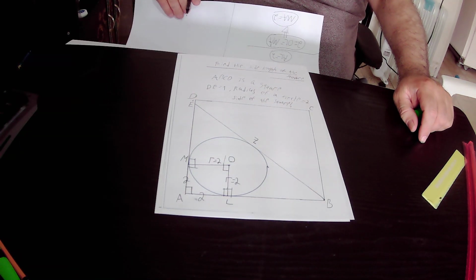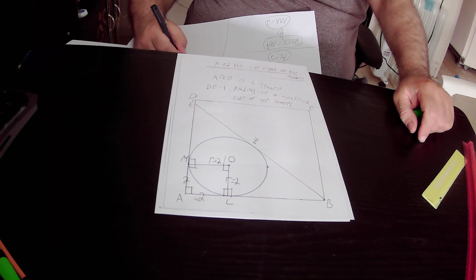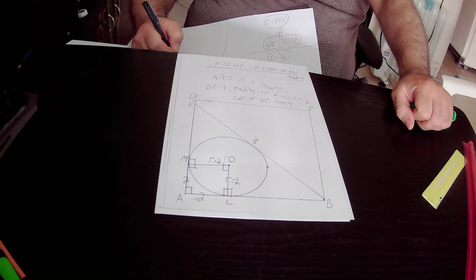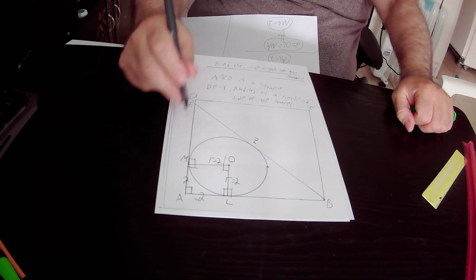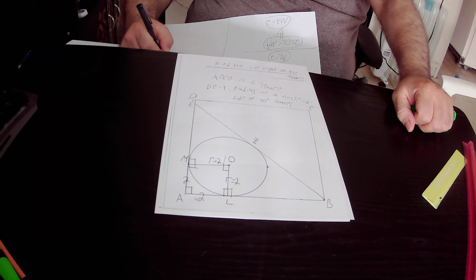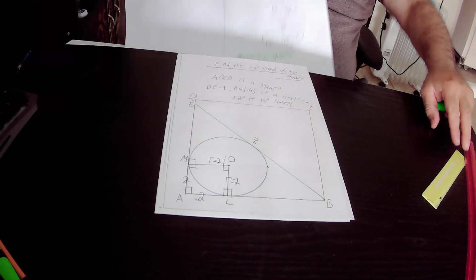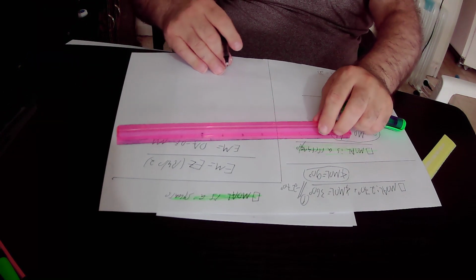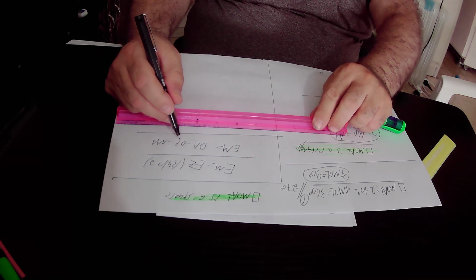What is the length of line segment EM or tangent EM? From the drawing, it is very easy to see that EM equals DA minus DE minus MA. I'll repeat again. EM equals DA minus DE minus MA.